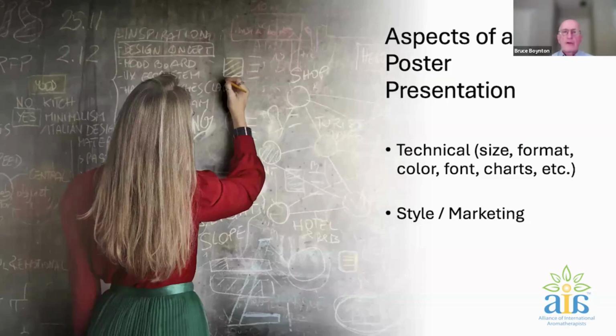All right, there are different aspects of a poster presentation. There's the technical. We've got to figure out a size, which we just talked about, a format, a color, font, charts, and so forth. And then there's style and marketing. Remember when I said that one of the advantages of a poster presentation is you get to meet people, you get to meet contacts, other people who are doing similar things. So you have to attract them to your poster. That's style and marketing. We'll talk about that. Next slide.